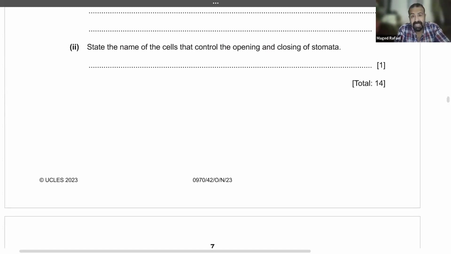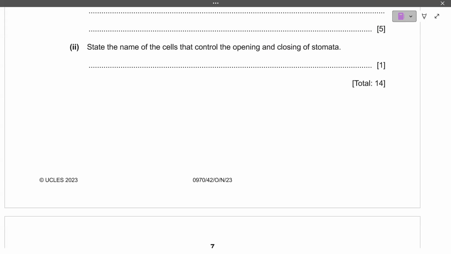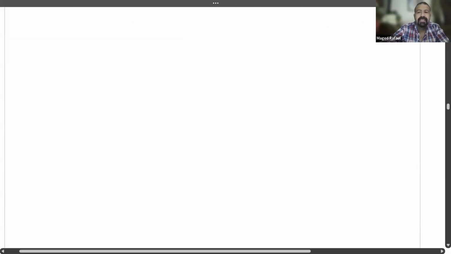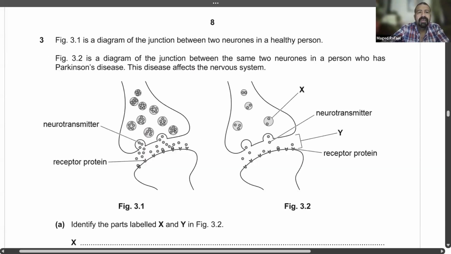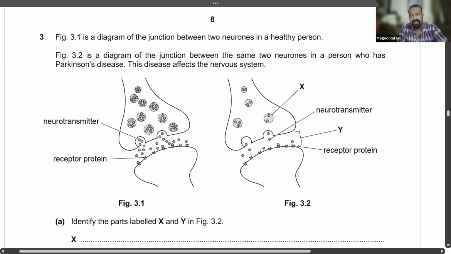State the name of the cells that control the opening and closing of stomata. What is the name of those cells that control the stomata? The 2 cells in the lower epidermis. Guard cells, exactly. Guard cells. Let's go to the next question. So now we have answered 2 questions of the exam.